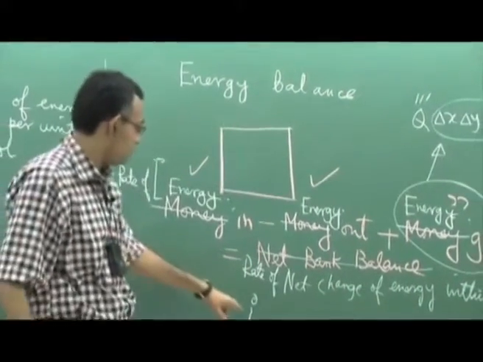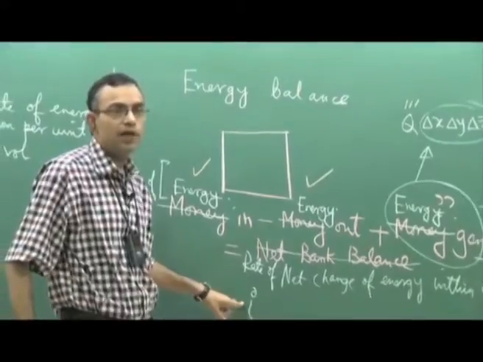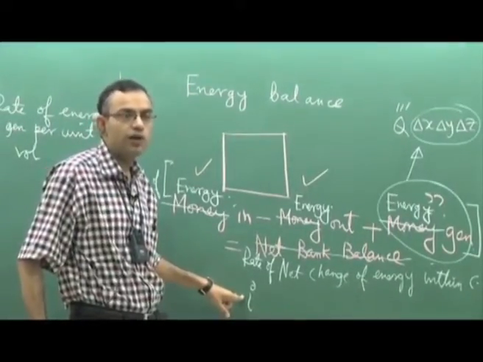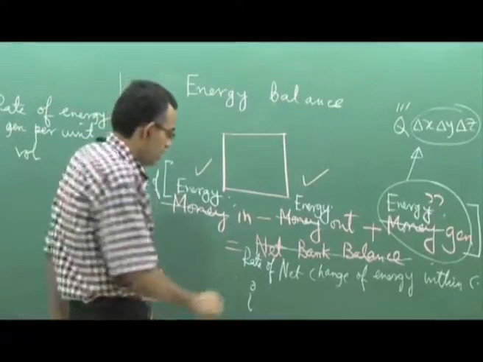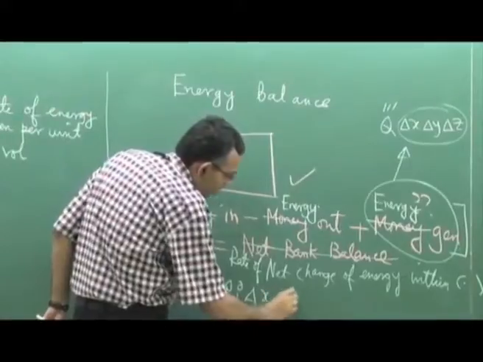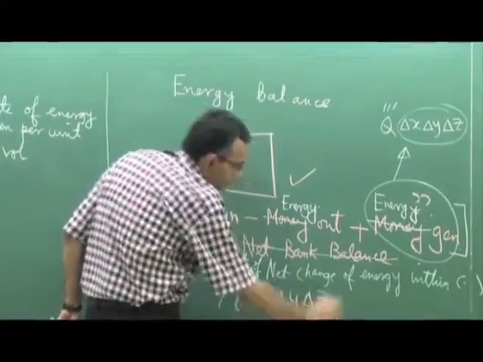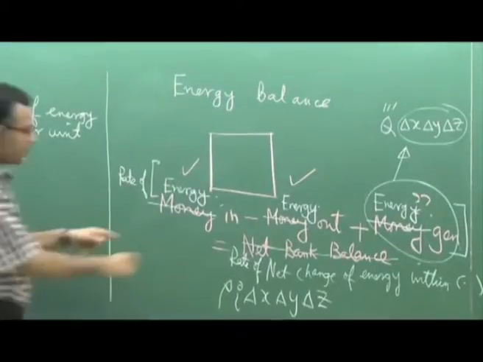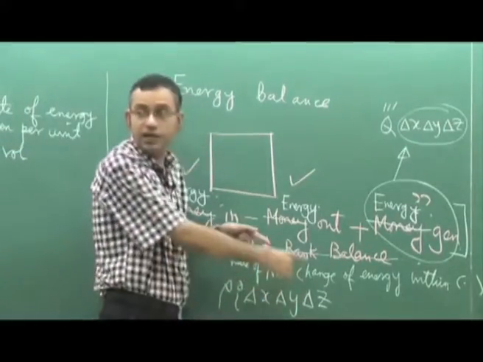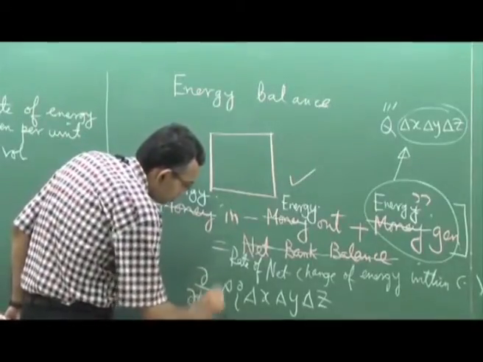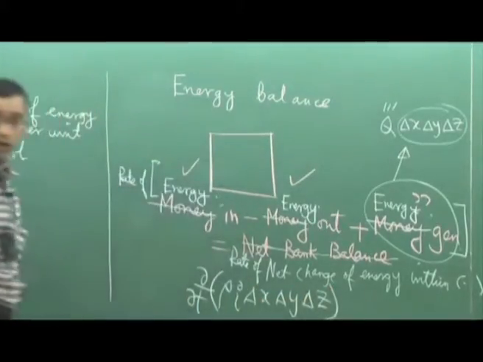So, this is what? This is a property per unit mass. What is the mass of the control volume? The density rho into delta x into delta y into delta z. Okay. So, it is not this, it is the rate of change of this. So, rate of change of this means this one.